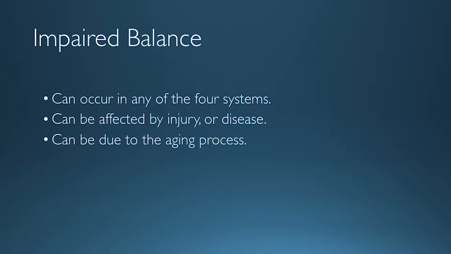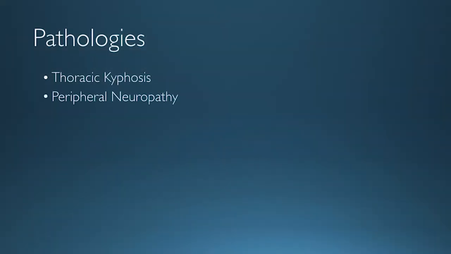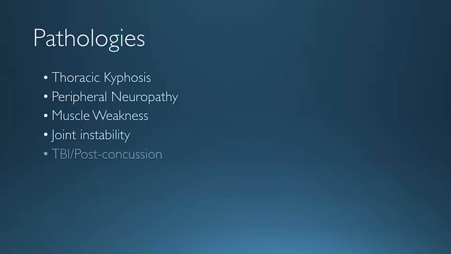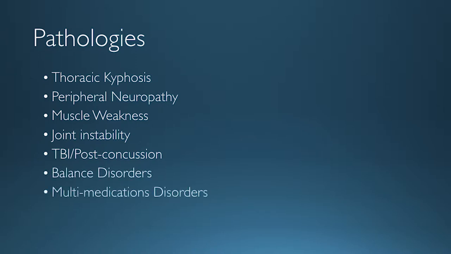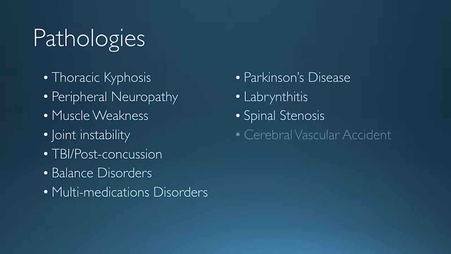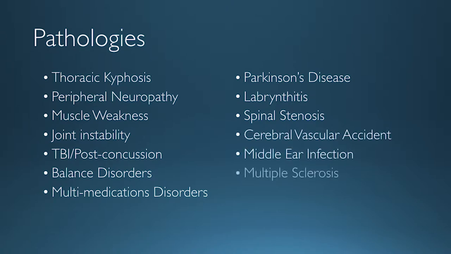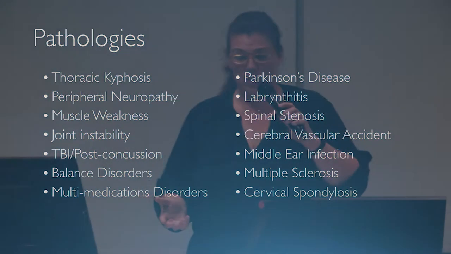All right, so impaired balance can happen in any of those four systems. It can be affected by injury or disease, and it can be affected by the aging process. So some of the pathologies that we're going to talk about range from minor ear infections to something more systemic and traumatic. So thoracic kyphosis, changes in skeletal system, peripheral neuropathy, muscle weakness, joint instability, TBI post-concussion, balance disorders, multi-medication disorders, Parkinson's disease, labyrinthitis, spinal stenosis, cerebrovascular accidents, middle ear infections, multiple sclerosis, and cervical spondylosis. So there are a multitude of pathologies that can affect our balance.